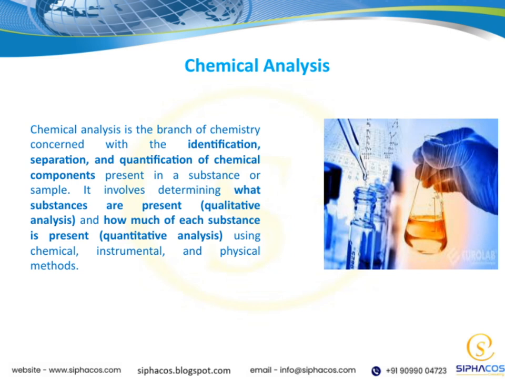To achieve this, scientists use a variety of methods, including chemical reactions, instrumental techniques, and physical measurements. Overall, chemical analysis is crucial because it helps us understand materials better, whether in research, industry, or quality control. It's a key part of the broader field of chemistry that ties into many applications across science and technology.